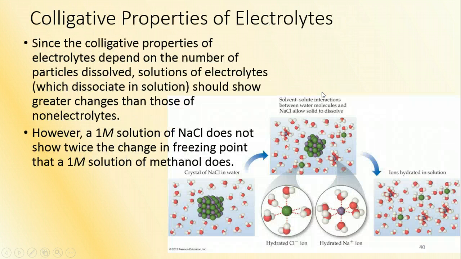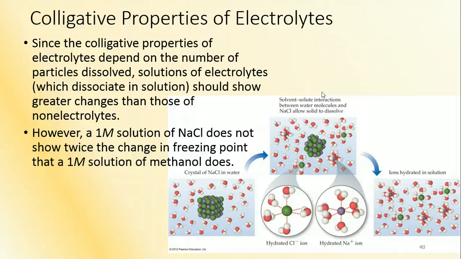But what we have to take a look at is electrolytes. So when I talk about sugar dissolving, or ammonia dissolving or some other molecular substance, those are not going to be producing any more than a 1-to-1 ratio: for every 1 formula unit, for every 1 mole, I have 1 mole of solute particles released in solution. But that's not the case for electrolytes.